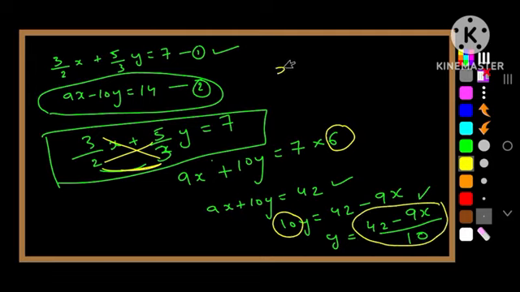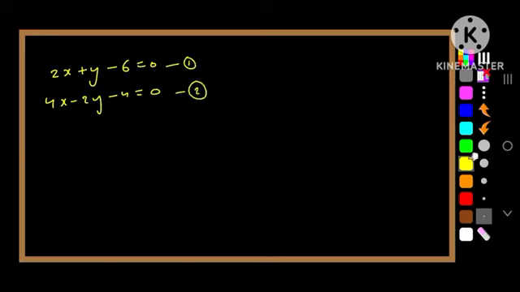So next, when you have the equation for y, you take x as any value, x is equal to 0, 1, 2 or minus 1, minus 2, any value. So you'll get the value for y. So like this you have to do. Let us take one more example. 2x plus y minus 6 is equal to 0. 4x minus 2y minus 4 is equal to 0. So this is our first equation and this is the second equation.